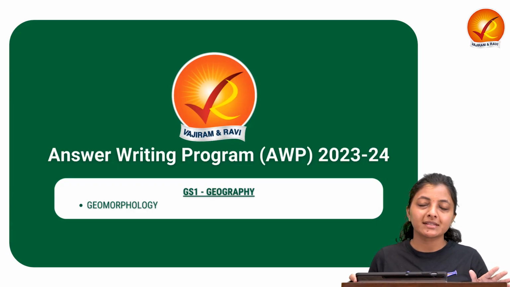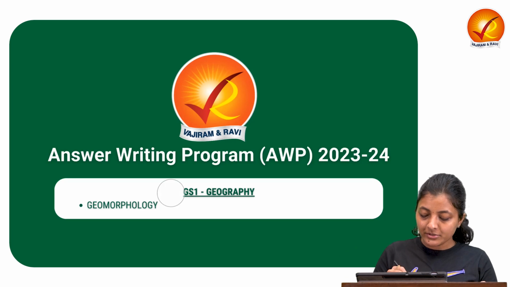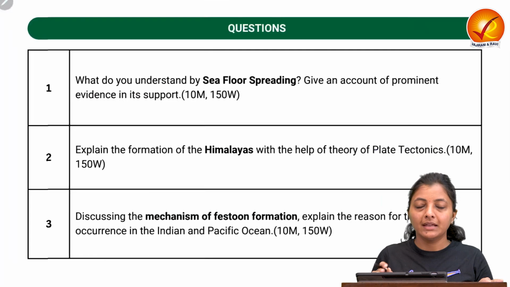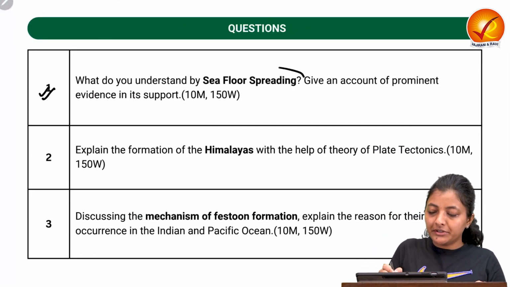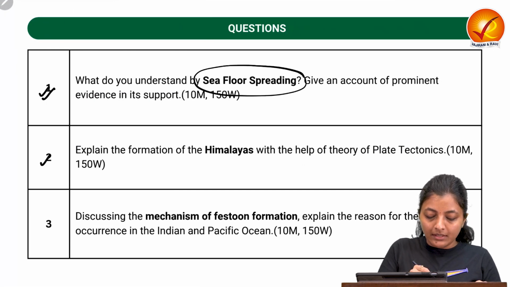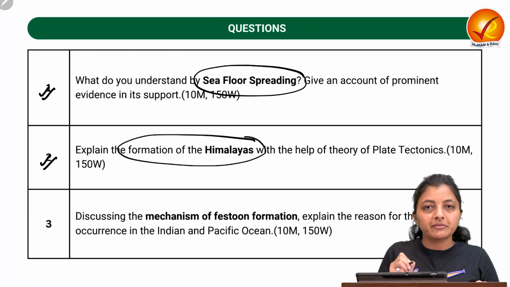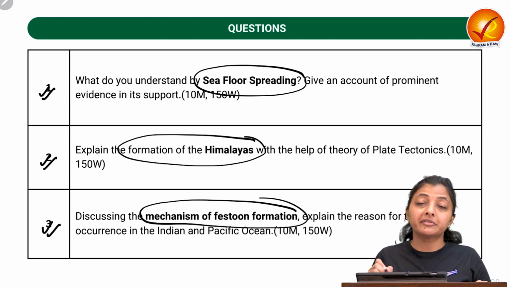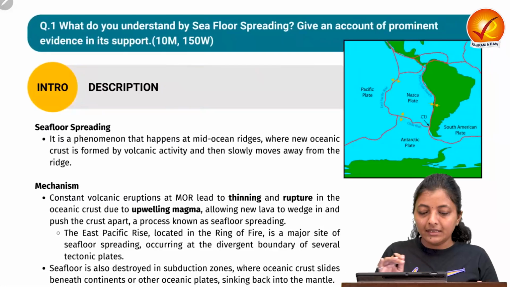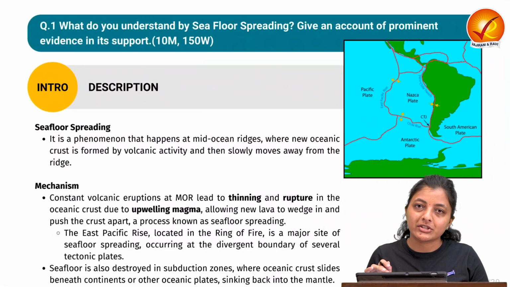So today we will be discussing 3 questions from GS1 Physical Geography and the topic is Geomorphology. Let's take an overview of all the 3 questions. The very first question is related to seafloor spreading. The second question is related to the formation of Himalayas and the third question is related to the mechanism of the festoon formation. Let's start our discussion with the very first question.